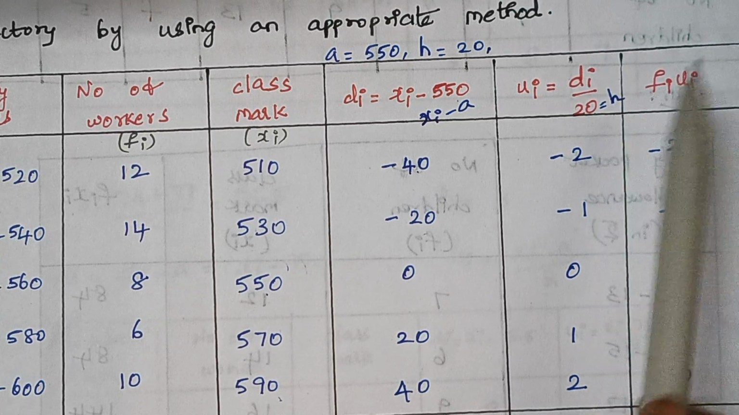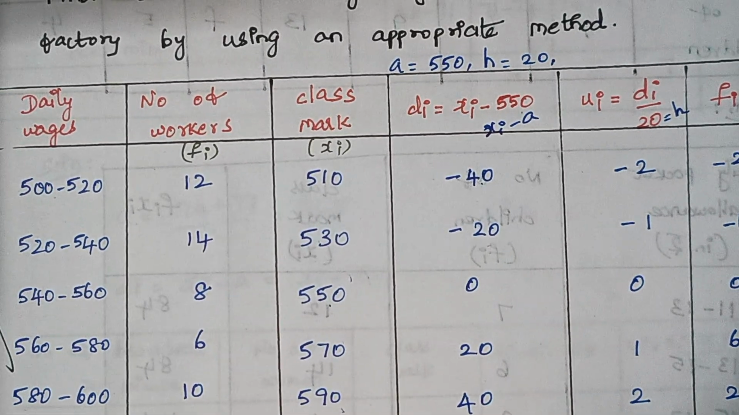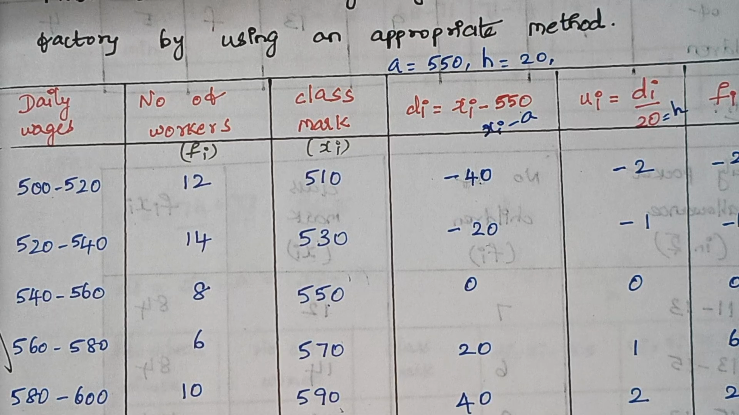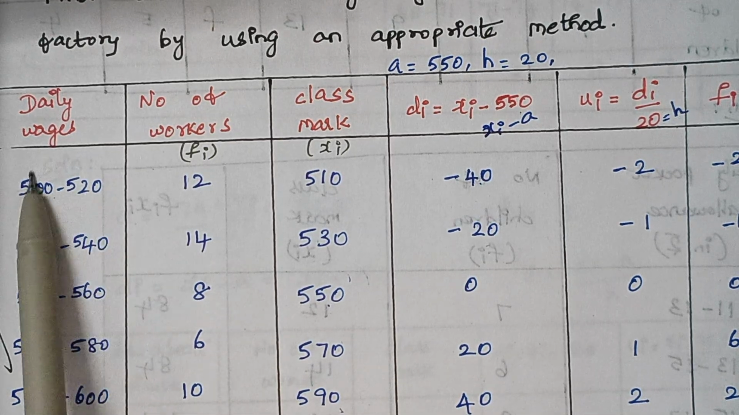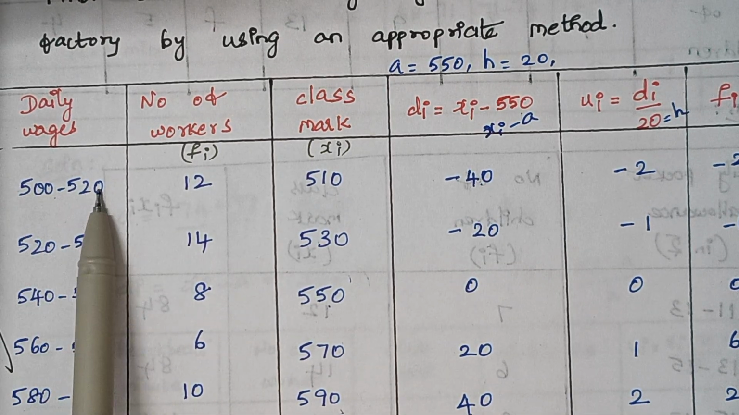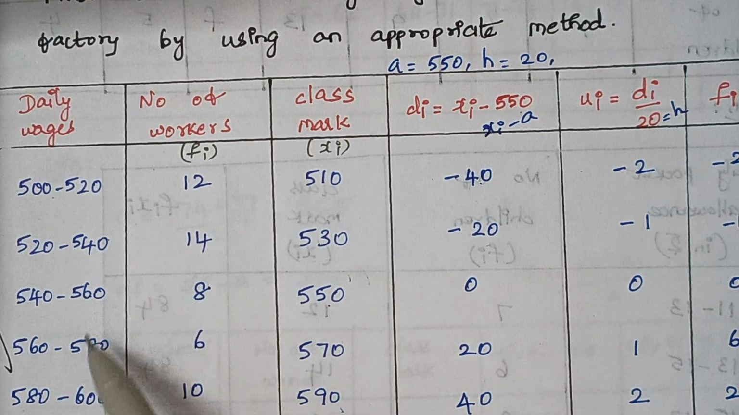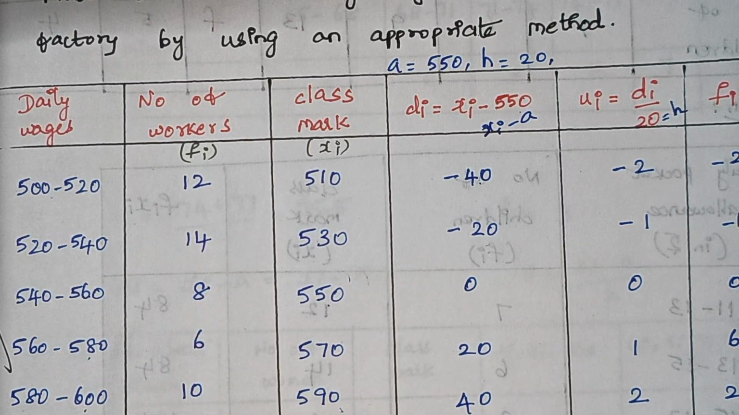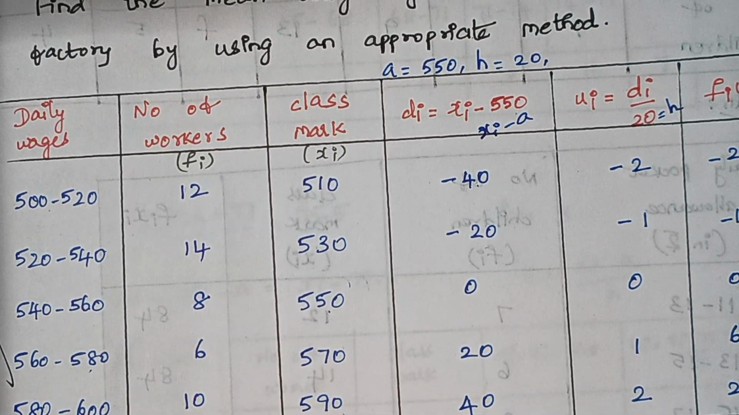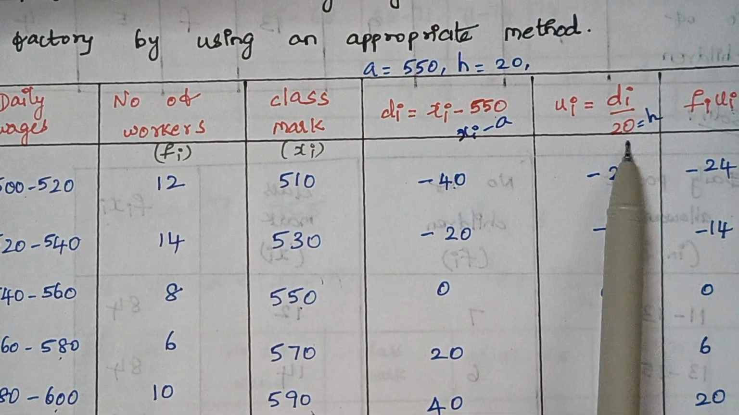So what is h? Here h is nothing but the interval gap. So how to find the interval gap? You see here it is 520 minus 500 gives you 20. Similarly, for all the remaining terms, we have the same interval gap. Right. So here the value of h is 20. So just substitute the values here.